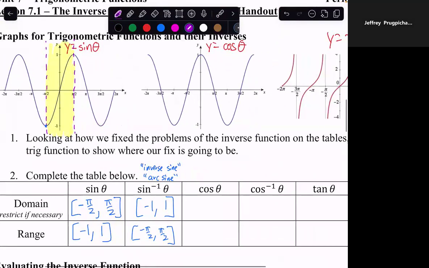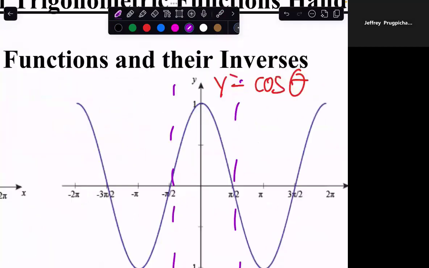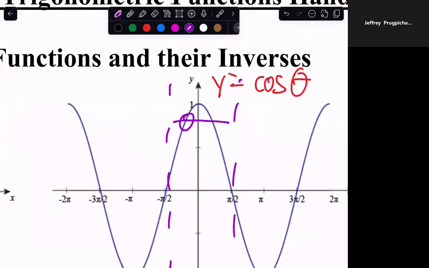Okay, so now we're going to do a similar thing for cosine. Again, we need to somehow restrict the domain so that the remaining section is 1 to 1. So why don't we check, can we just do the same thing? Can we again do negative pi over 2 to positive pi over 2? And the answer is no, because now a horizontal line can cross the graph twice. So we have to do something different.